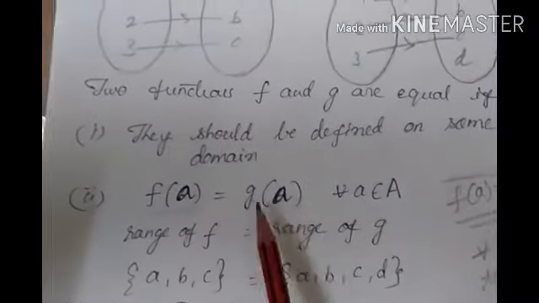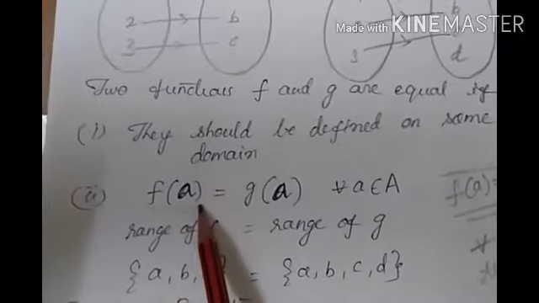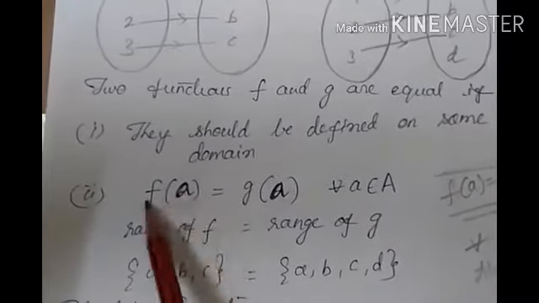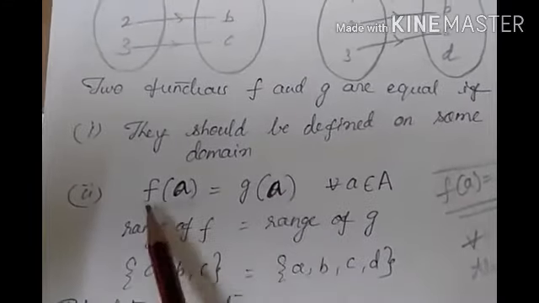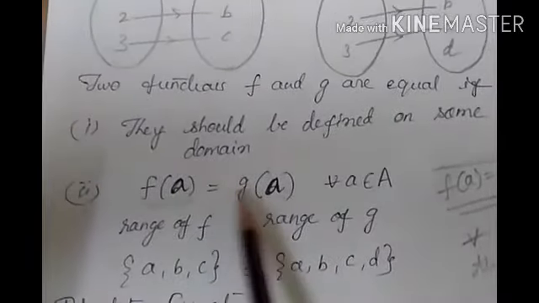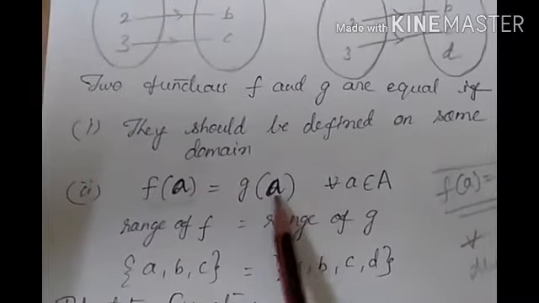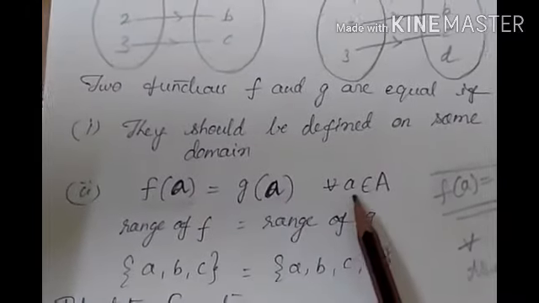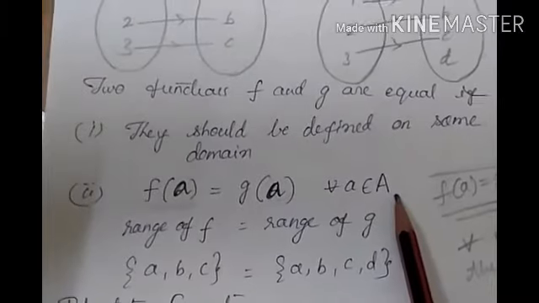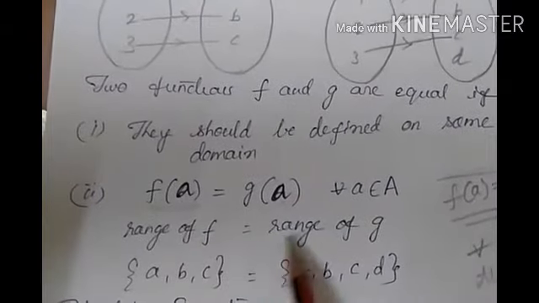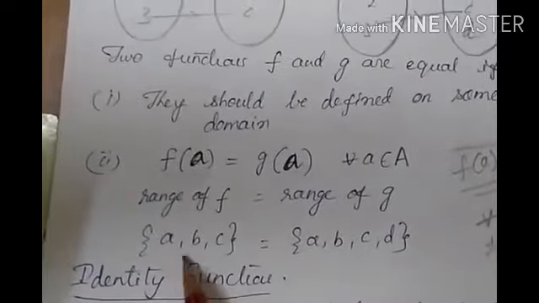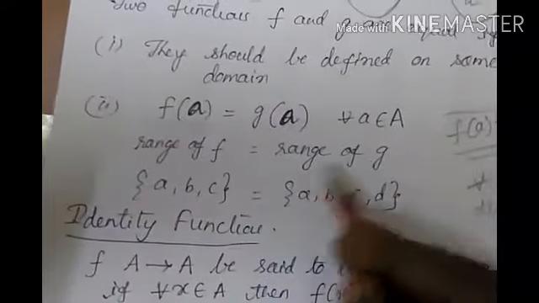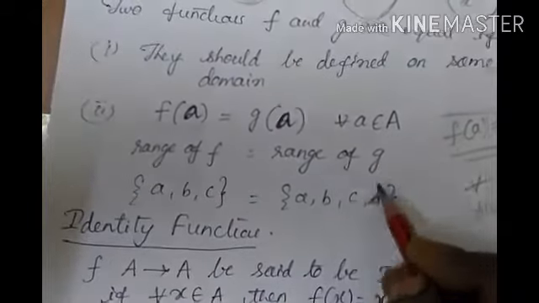What is f(a) = g(a)? f(a) means the image of a under f, and g(a) means the image of a under g. That means the f image of a must be equal to the g image of the element a for every element in A. That means the range of f is equal to the range of g. Here the range of f is the set {a, b, c}, and the range of g is also {a, b, c}.